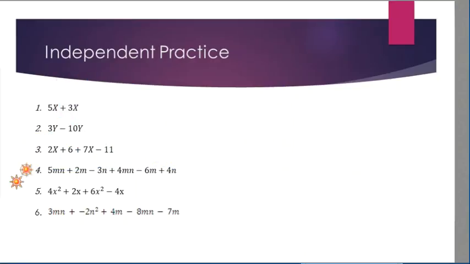Let's look at number 4. Okay, so let's start with combining the 5mn and the 4mn. Remember that we're just going to add the coefficients. The variable or variables stay the same. So 5mn plus 4mn becomes 9mn.